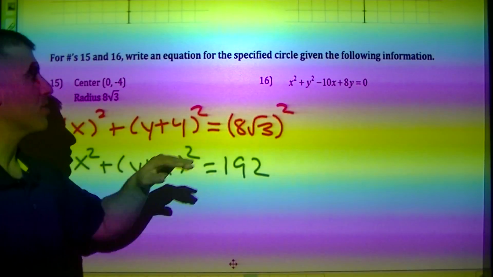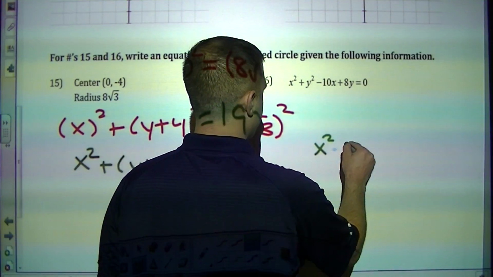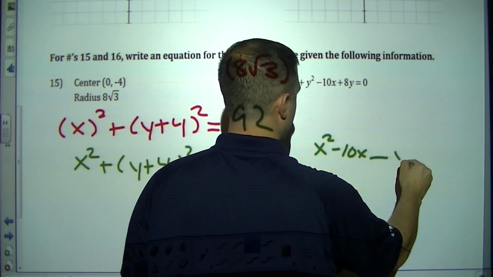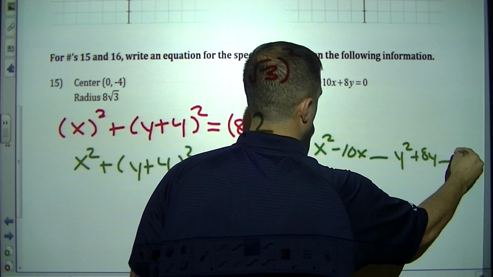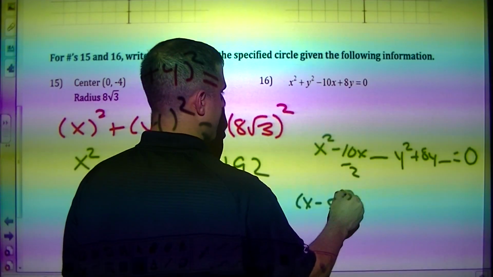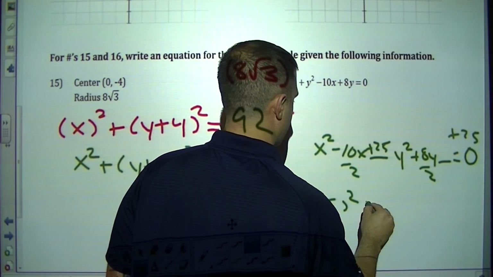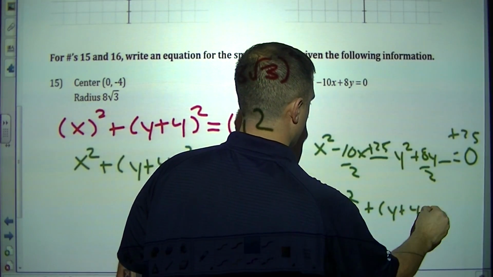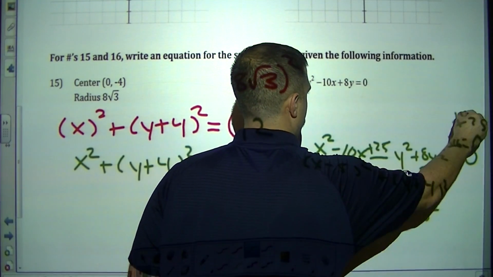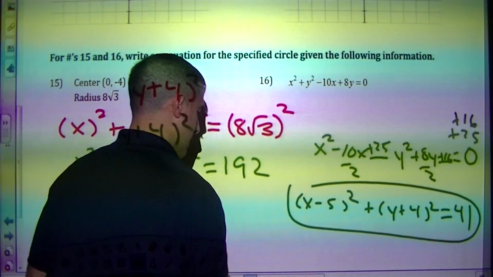Last problem, another completing the square problem. I got x squared minus 10x plus y squared plus 8y equals 0. This is a simple completing the square. X minus 5 squared, that's 25. Add 25 over there. Divide that one by 2. That's y plus 4 squared. 4 squared is 16. Add 16 over there, I get 41. Okay? All right, and that's your answer for that.